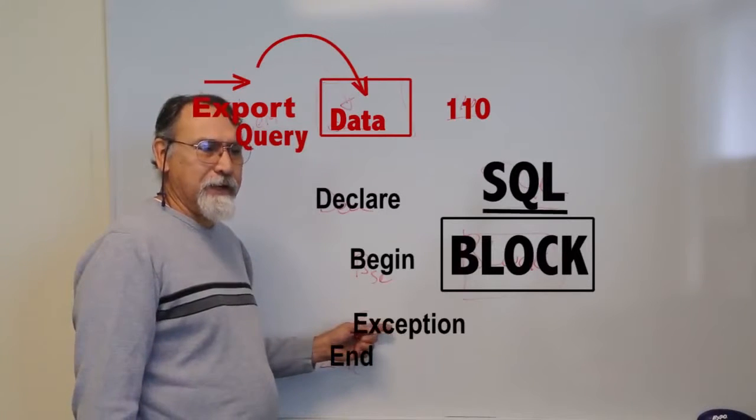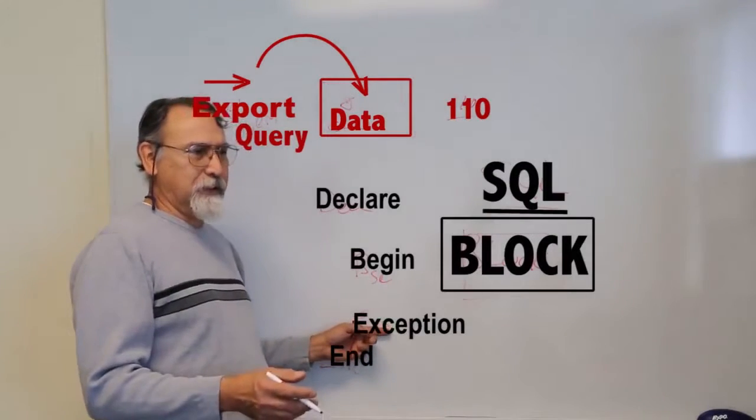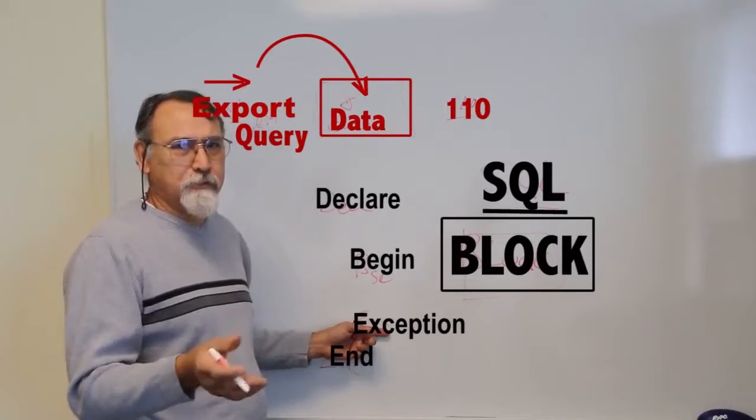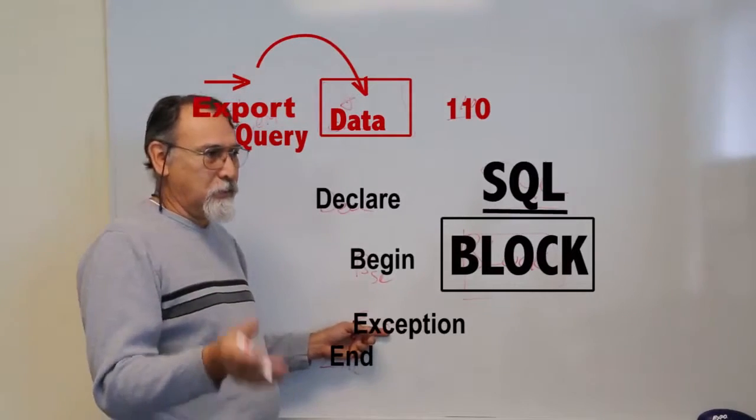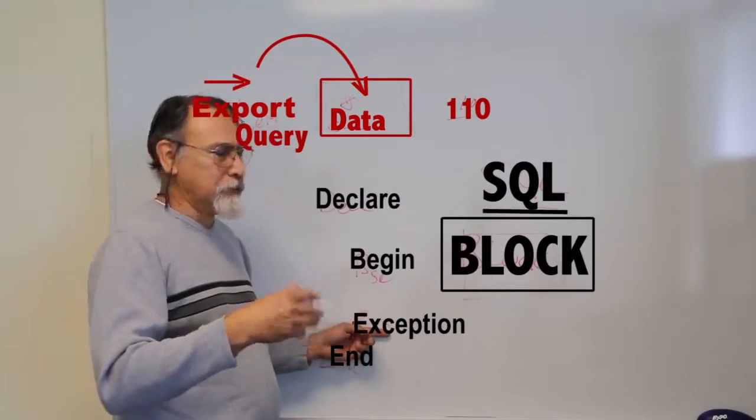Now, if you remember in that intro video, I told you the exception is that item where you capture things that are outside the norm of what you're looking for. It could be a mistake, or it could be an issue where it's really not what you're looking for.